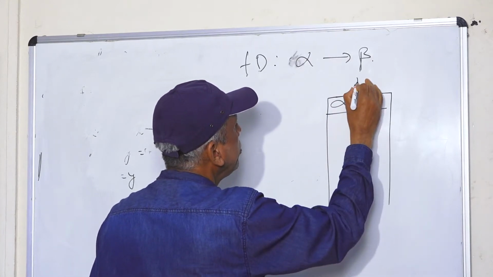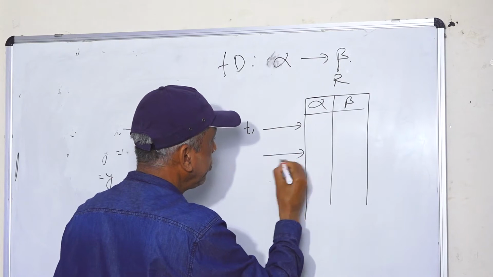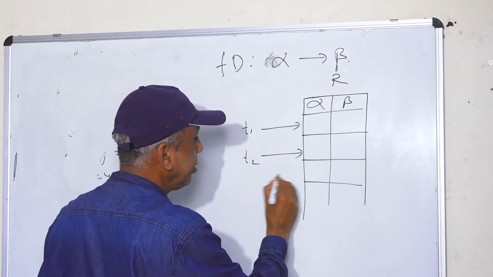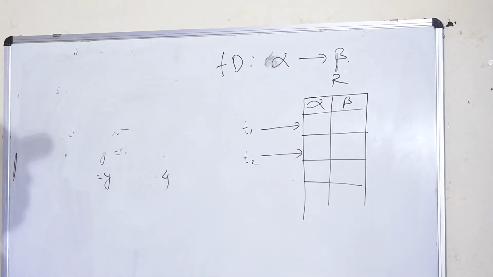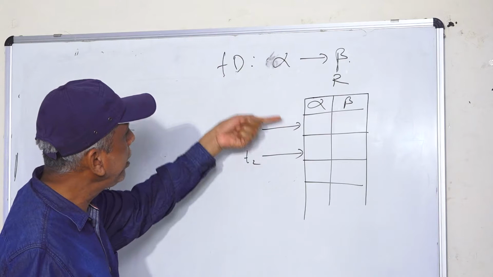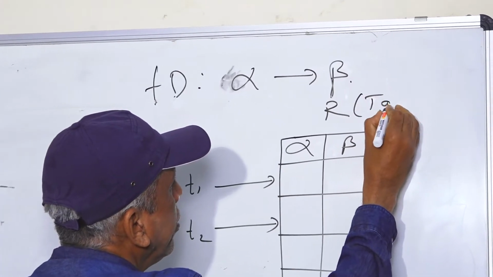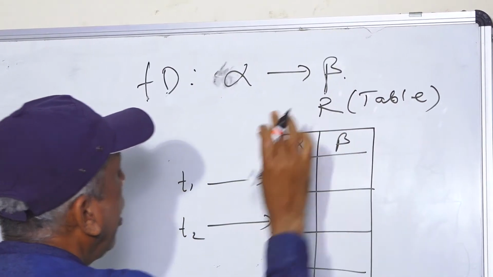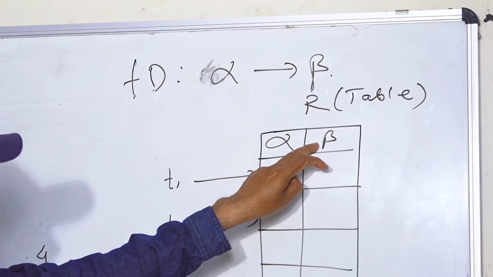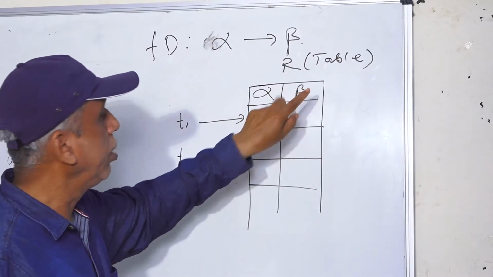Alpha and beta. Then this is a table, and this row is called a tuple. This is the first tuple, this is the second tuple, tuple 2, and like this, tuple 3. Now, if we put any value of alpha, then correspondingly we get the value of beta. This is your table or relation. The name of this table is R. This R contains, let us consider, two attributes. It may be more than two attributes, but for easier understanding, we consider only two.